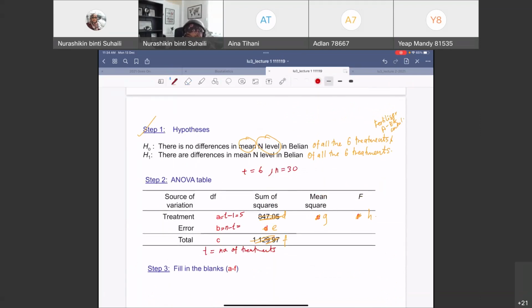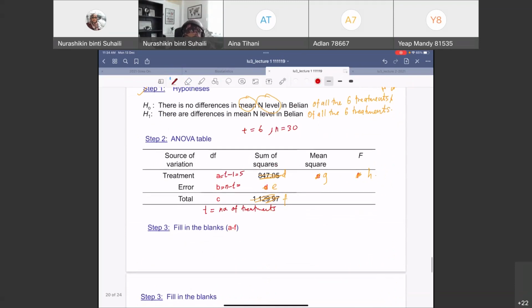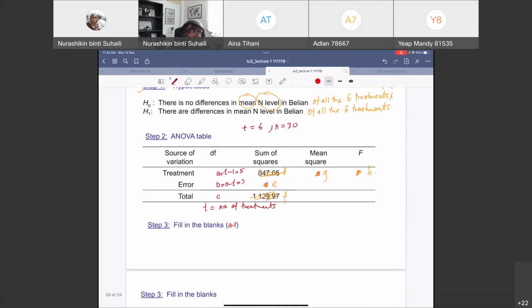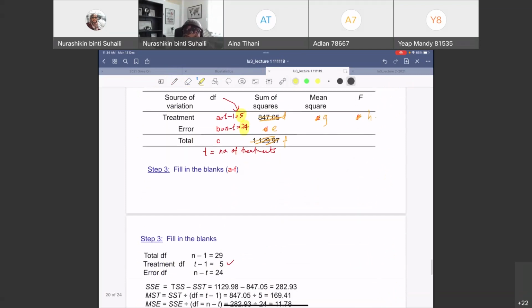N is 30. So 30 minus 6, sorry. 30 minus 6 is 24. Okay, so that's how you solve for the degree of freedom for the treatment and degree of freedom for the error. Okay, those are the 2 things that you solve.